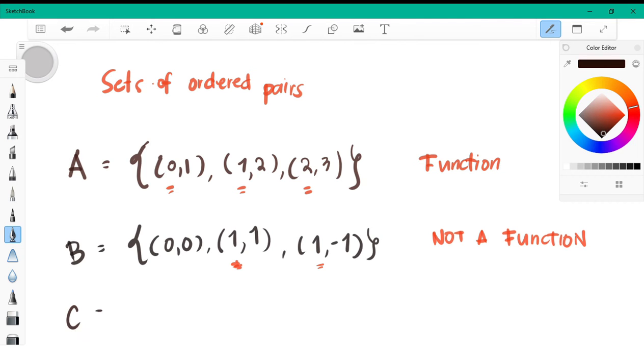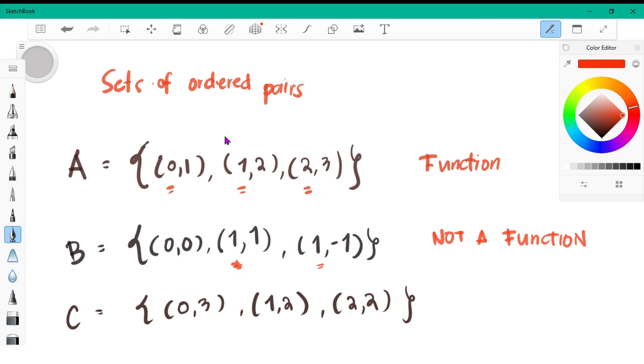Say that we have C: (0, 3), (1, 2), (2, 2). So the x values are unique, but some might ask, how about if the y values are repeated? Like in this case, we have 2 and 2 in the range. We have some cases called one-to-one and onto. So this one is still a function, okay? And this is a function that is onto. I will not be discussing the two types of functions here, and I will discuss them in another video.